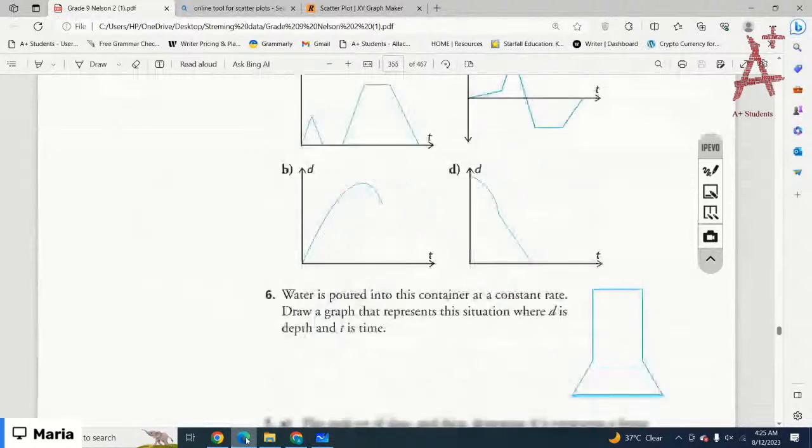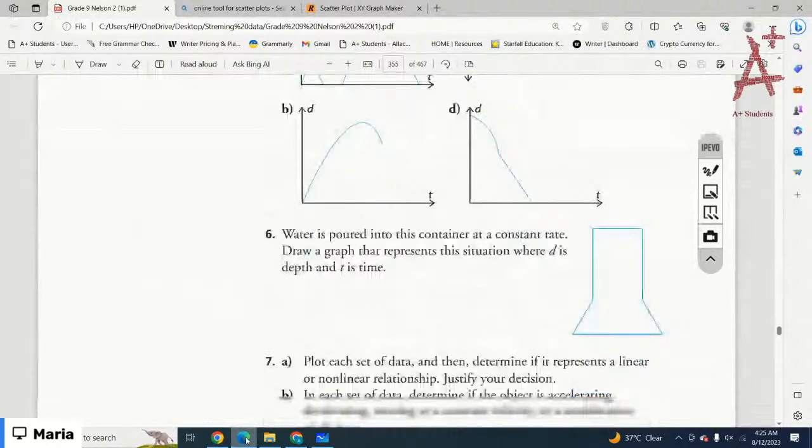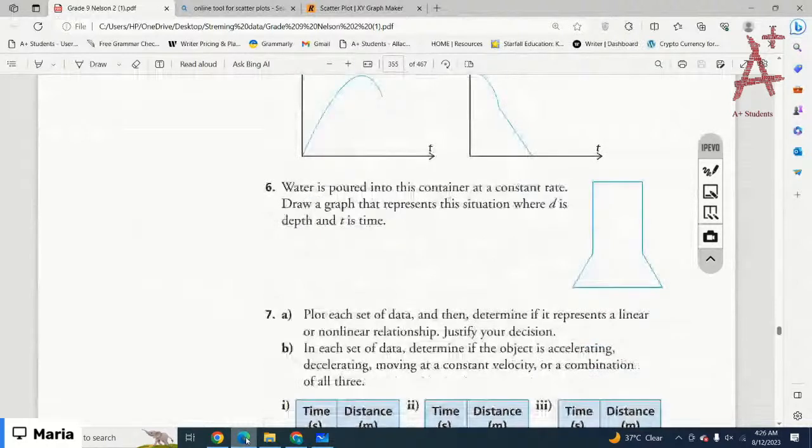Okay, question number 6: what is poured into the container at a constant rate? Draw a graph that represents a situation where D is depth and T is time.